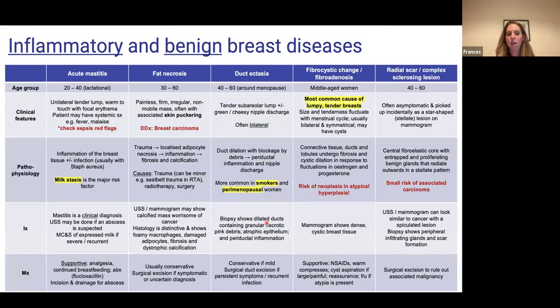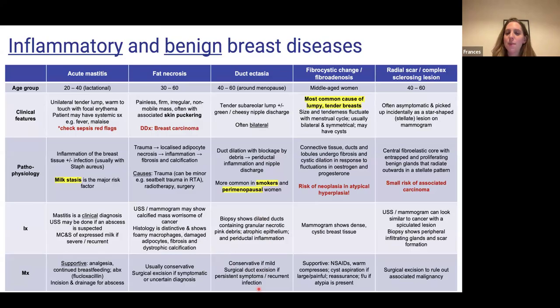You will see these dilated ducts on biopsy. And you'll see this granular necrotic debris that I was talking about. Again, conservative management if it's mild. You could consider surgical excision of those ducts if it's very severe.